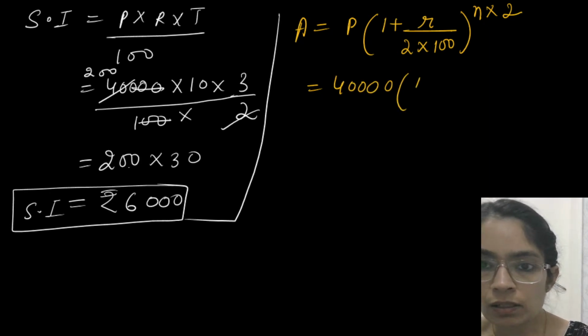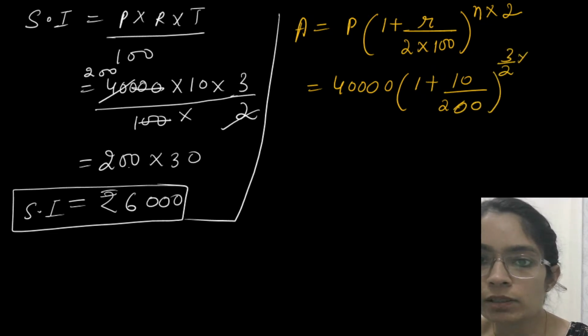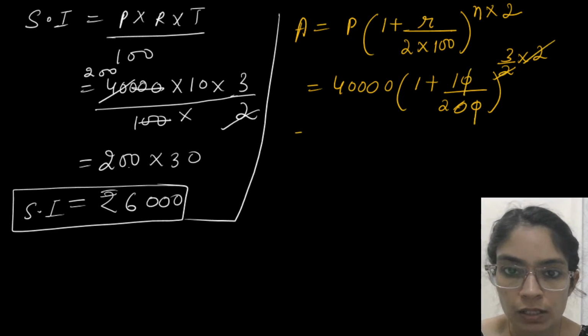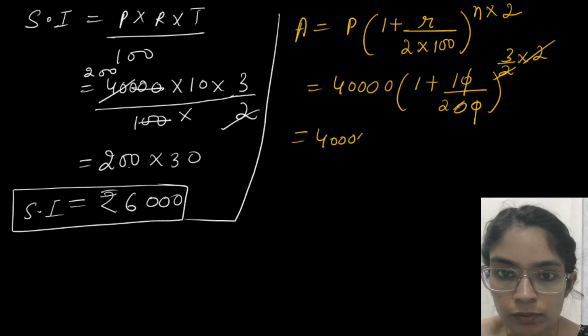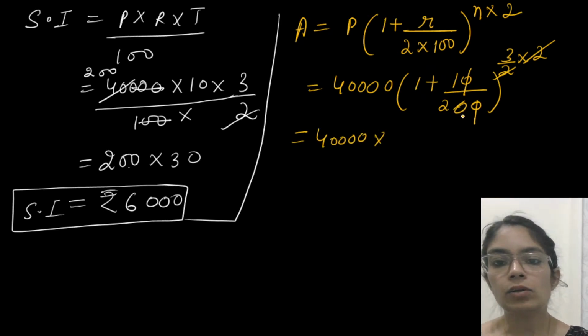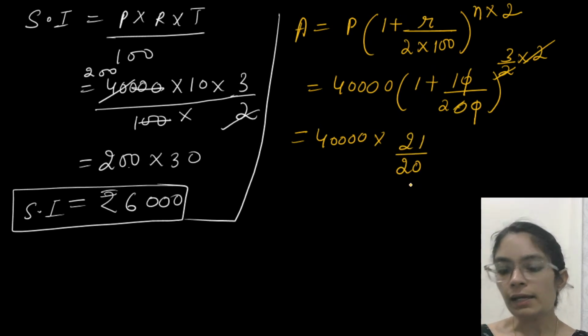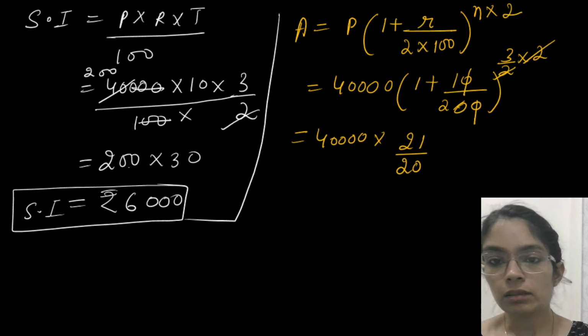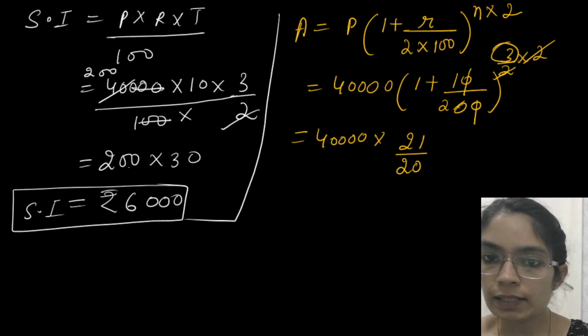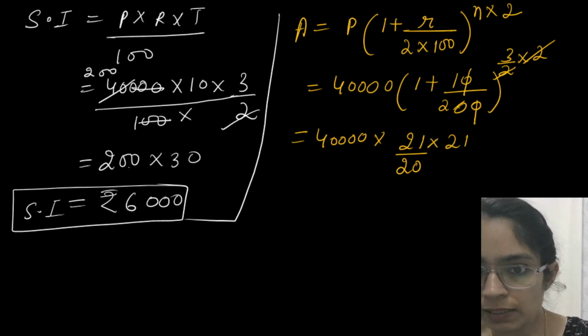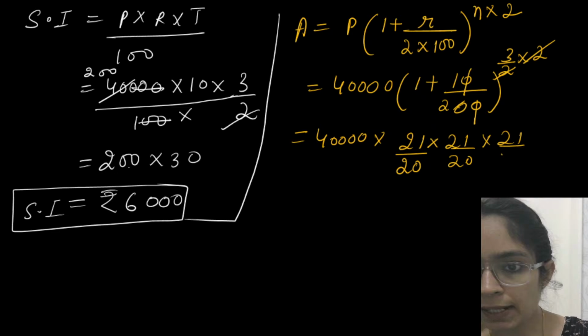1 plus R. R is 10. 10 by 2 into 100 is 200 by 3/2. N's value is 3/2 into 2, so this 2 and 2 will get cancelled. Here you can cancel 0 and 0. So 40,000, 1, 2, 3, 4 zeros here. So add numerator and denominator: 20 plus 1 here you will get 21 by 20. How many times? 3 times, as power is 3. So into 21 by 20 into 21 by 20.